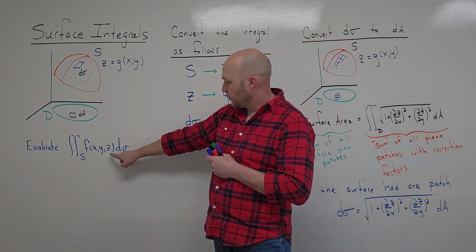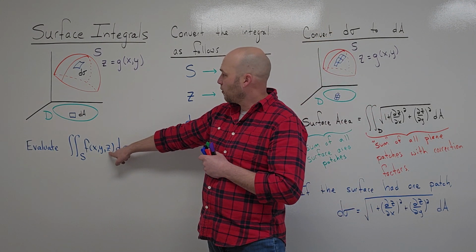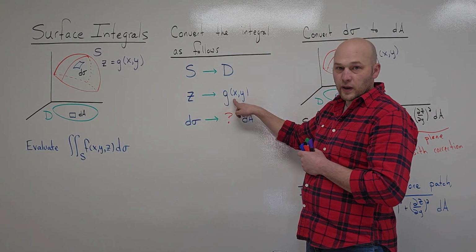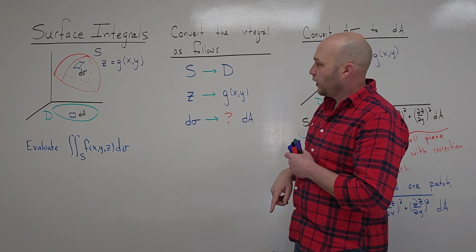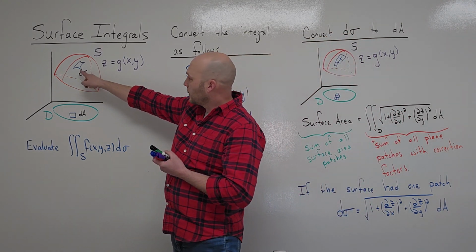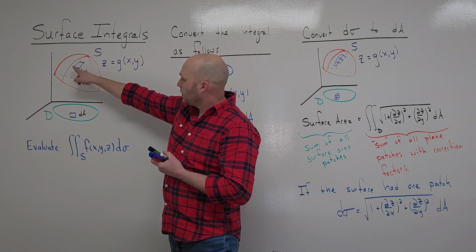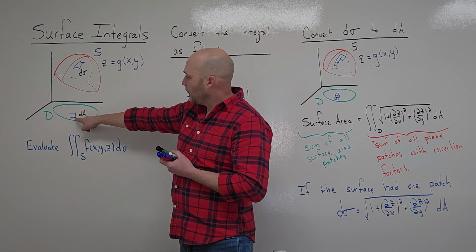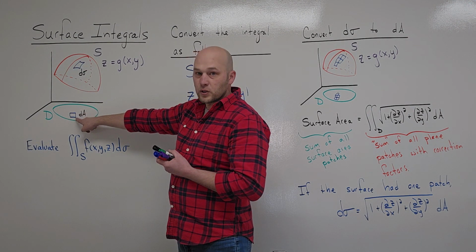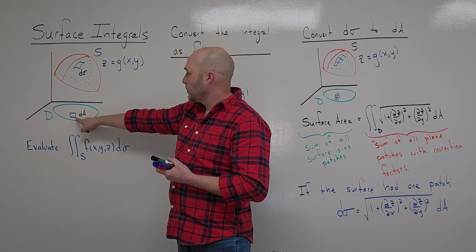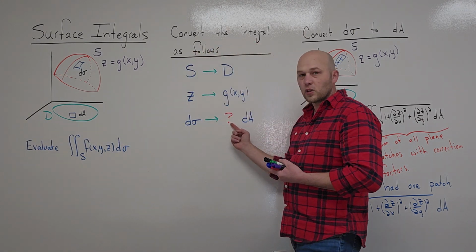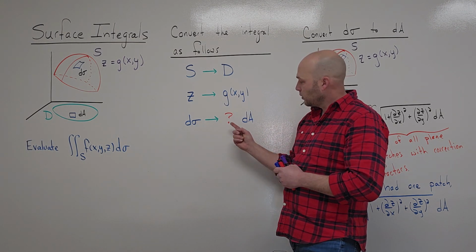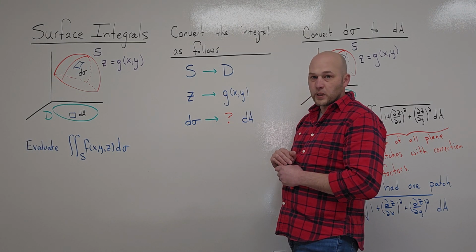I'm going to replace the variable z in the integrand. That's going to get replaced by the equation of the surface, so z is going to get replaced with g of x y. Now for the differential, if I consider this curved piece on the surface, I'm going to project it down to an area differential in 2 dimensions. But there's going to be some sort of a conversion factor. It's not just d sigma gets replaced with dA.